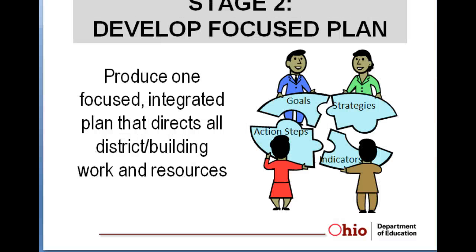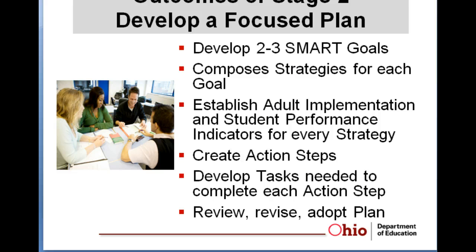Stage 2 of the OIP process is developing that very focused plan. That focused plan is inclusive of goals, strategies, indicators, and action steps. The plan should be inclusive of 2 to 3 SMART goals, strategies, a very important part, the adult implementation, student performance, action steps, and how we're going to monitor it.